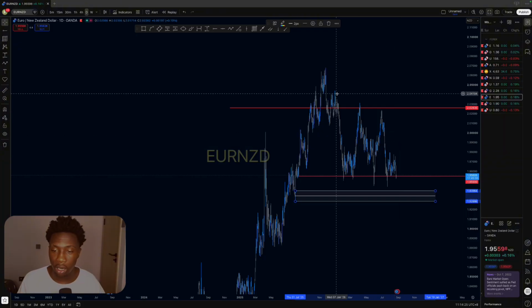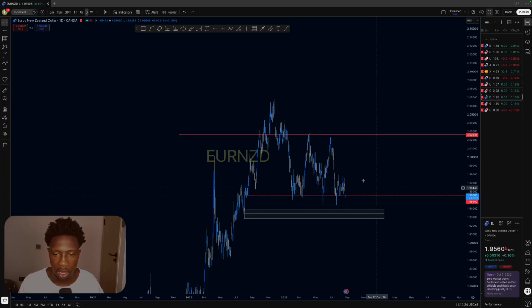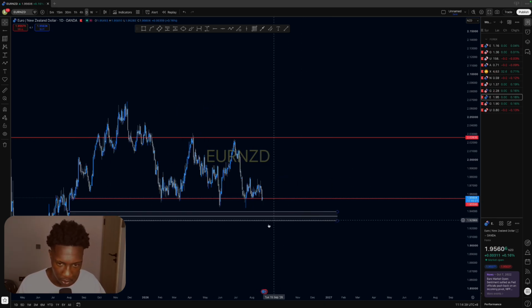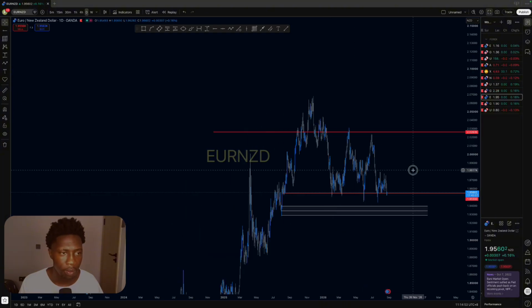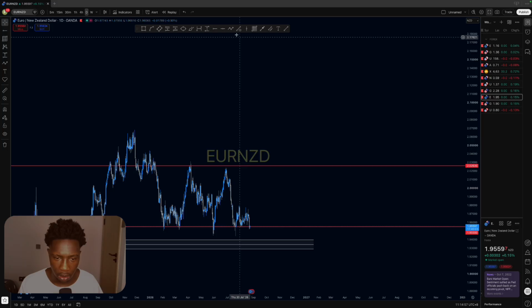As I say, it is like a trending market to the downside. So we need to see it like this. We need to see it like that, so that we will see if it is moving to the downside or just ranging. But if it is ranging, we are going to take the market like this.